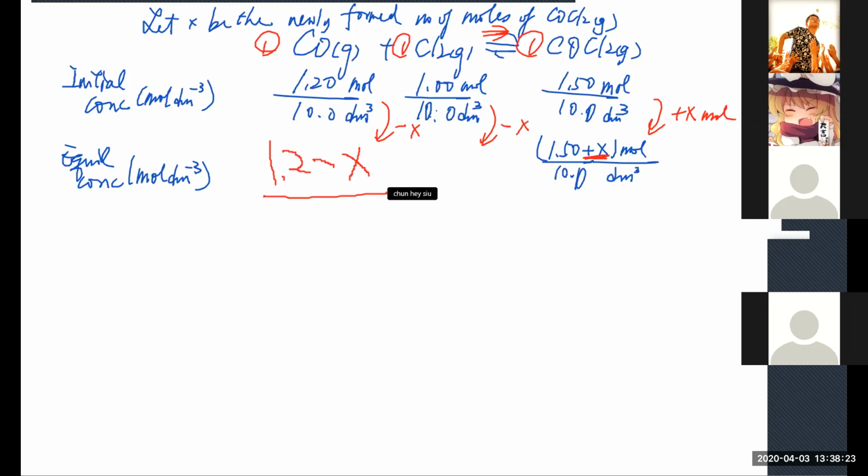Okay. So what you need to do is to write down 1.00 minus x over 10.0, in mole per dm cube. Now I just skip the unit here. Yes, that's right. 1.20 minus x over 10.0. So what's next is to get to know the Kc.